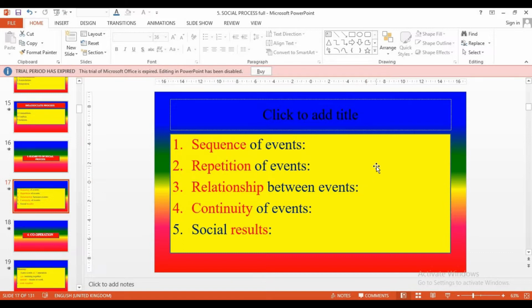Second one, repetition of events. Social events happen repeatedly. Third one, relationship between the events. Every event is related to the other social processes. For example, cooperation is a condition of conflict. Where cooperation is available, there we can see competition as well as conflict.